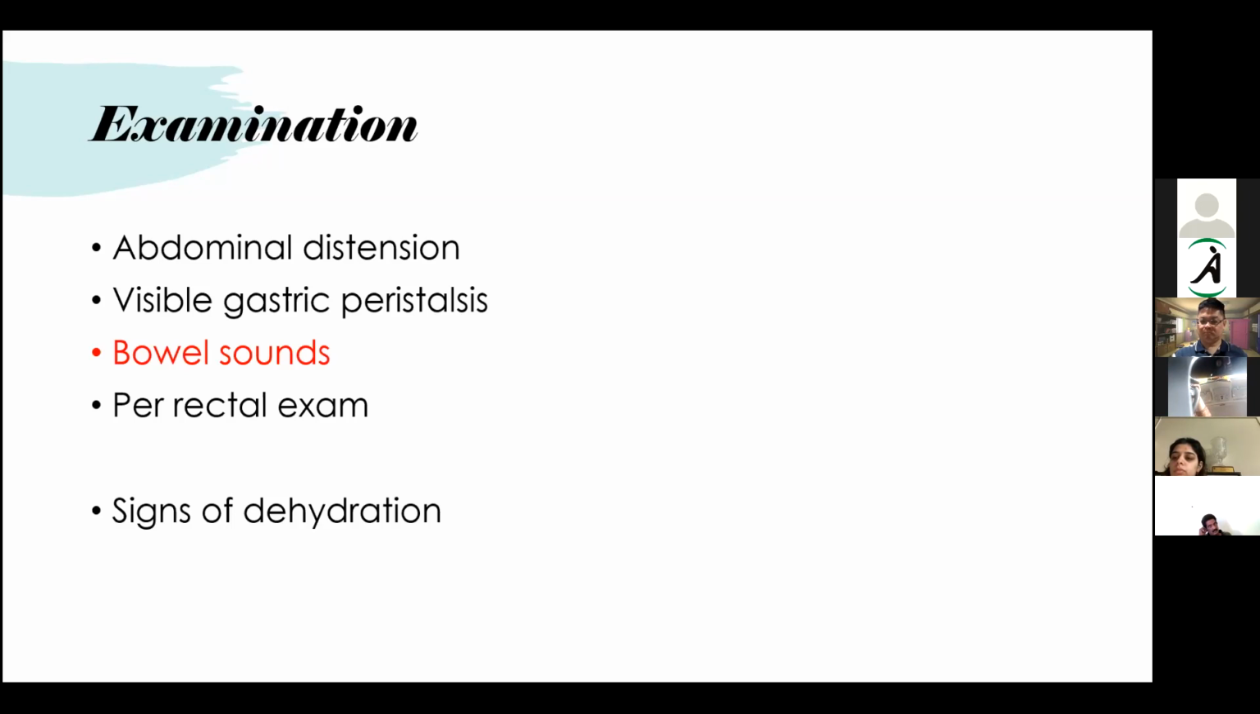Per rectal exam is one important thing. It can help you differentiate between a constipation and a bowel obstruction. If there is some hard fecal mass in the per rectal examination, some impacted feces there, you can see that it may be a constipation also. Then you can try an enema or digital rectal evacuation, etc. And then usually in bowel obstruction, the rectum will be empty. That again will give us an idea.